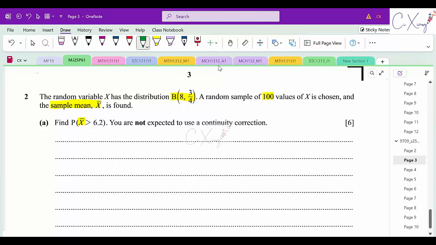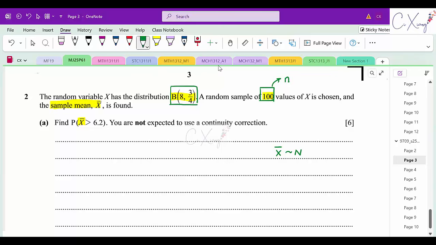Alright, and you need to know that for any sampling distribution, because the sample size n is large, the sampling distribution will be approximately normally distributed, although the population is binomial. This is the population, okay?